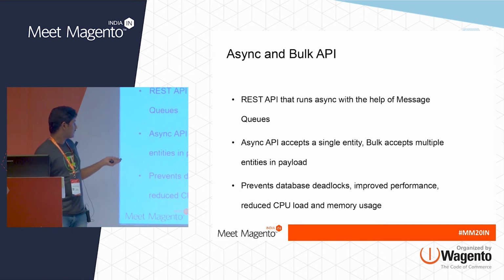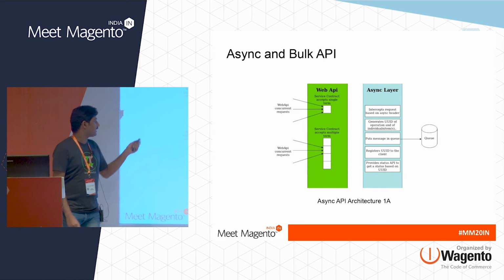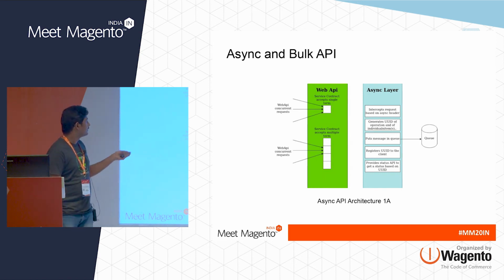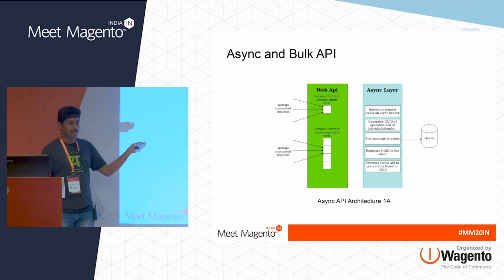So this is the sample architecture of that. You have a lot of REST APIs pointing to the resources. For example, products: you hit that product API to import a resource.